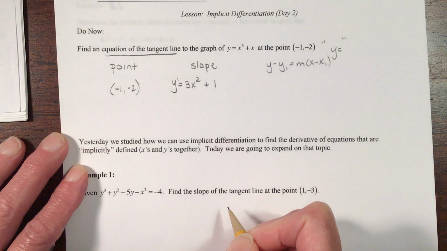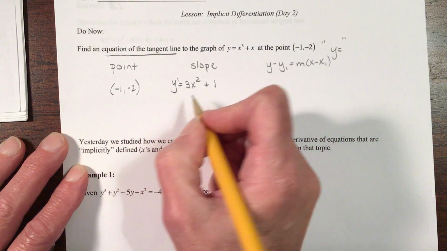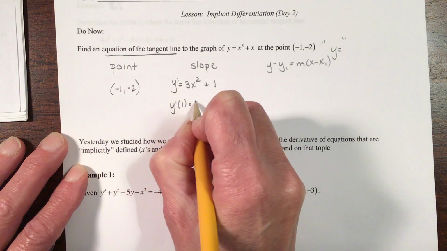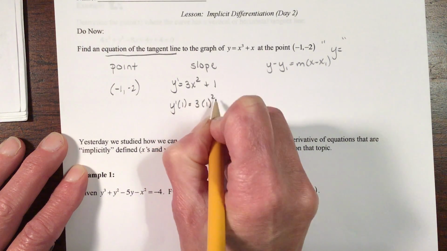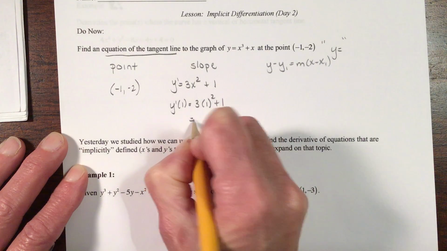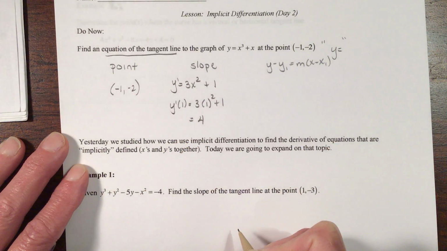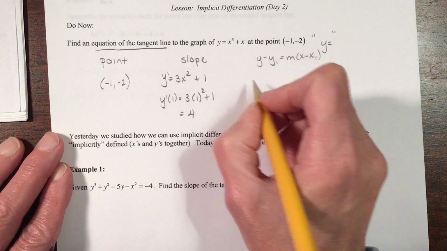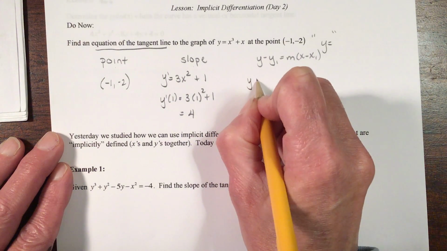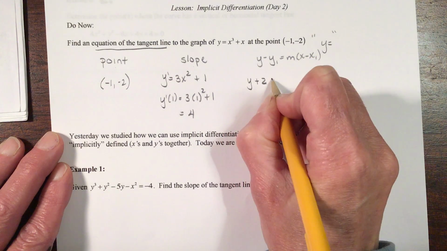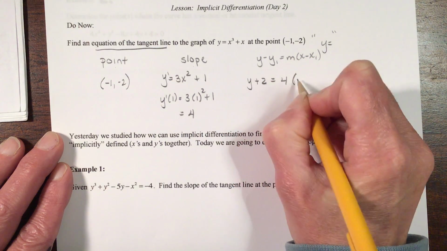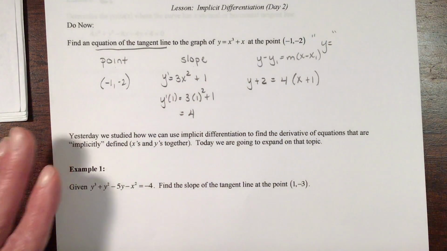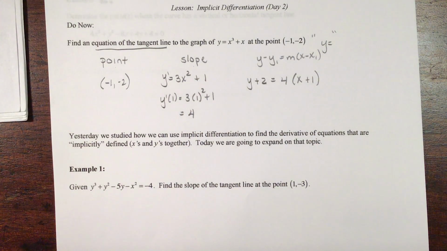And once we have the derivative, we can just plug in 1, and that's going to be the slope of the tangent line. So y prime of, let's say, 1 equals 3 times 1 squared plus 1. So our slope is 4. So now that we have our point and our slope, we just pop it into our formula. Y plus 2 equals 4 times x plus 1. And we're just going to leave it like that because I don't want to keep you too long today.